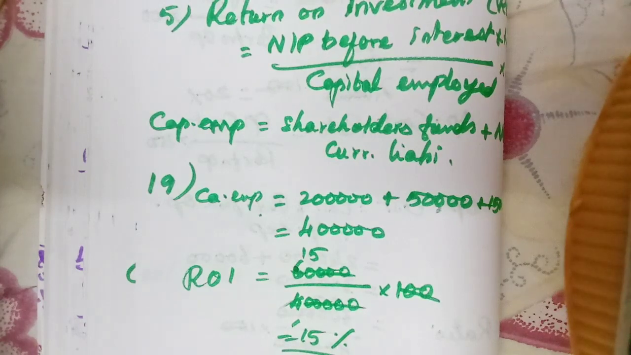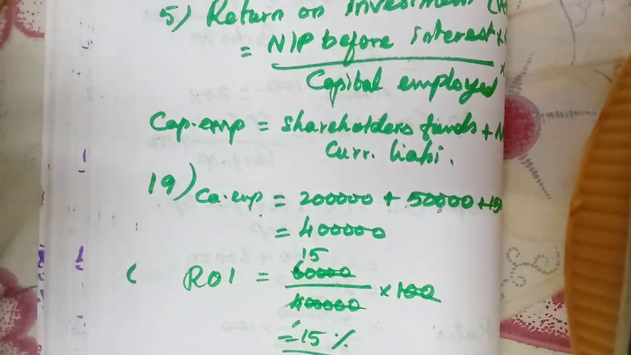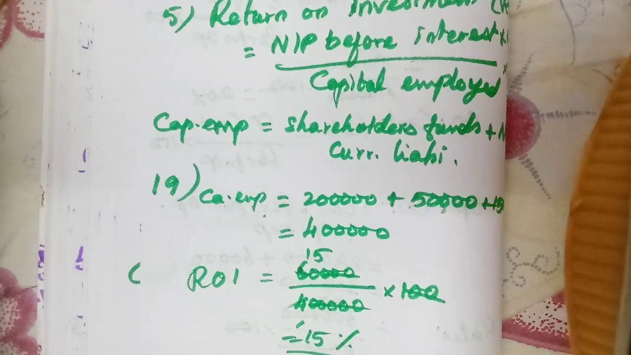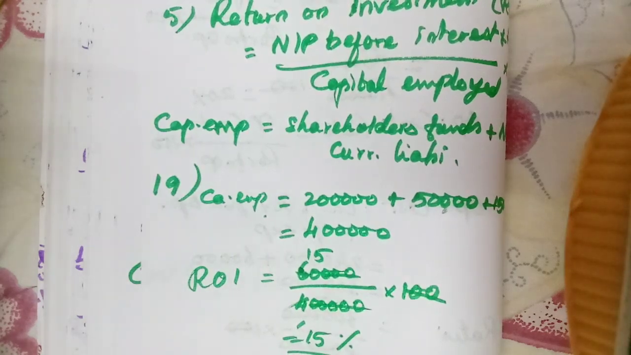What does return on investment ratio indicate? It is in page 316, that fifth heading, return on investment. First line you mark: return on investment shows the proportion of net profit before interest and tax to capital employed, bracket, shareholders funds and long-term debts. Then the formula, return on investment is equal to net profit before interest and tax divided by capital employed into 100. Then capital employed is equal to shareholders funds plus non-current liabilities. Up to that you mark.